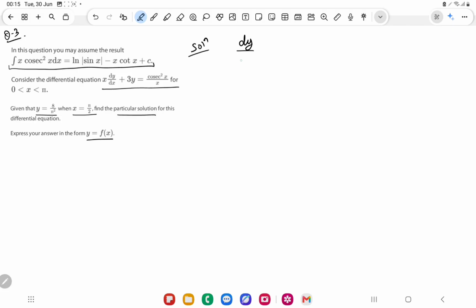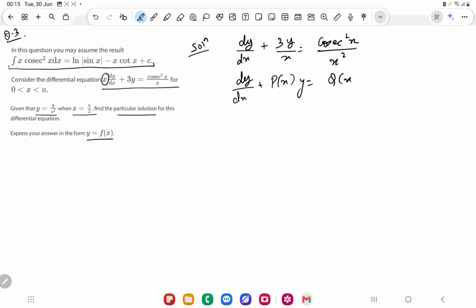First of all, I will rearrange my differential equation, and I can write it as dy by dx plus 3y by x equals cosec square x over x square. I have taken out this x, so it becomes like this. Now if I compare this with the standard form, dy by dx plus P y equals Q, my P of x will become 3 over x and my Q of x will become cosec square x over x square.